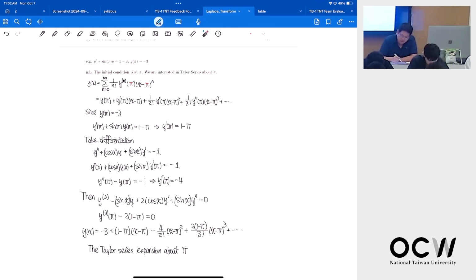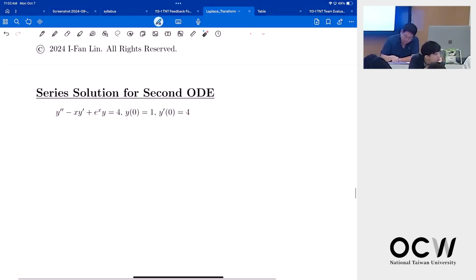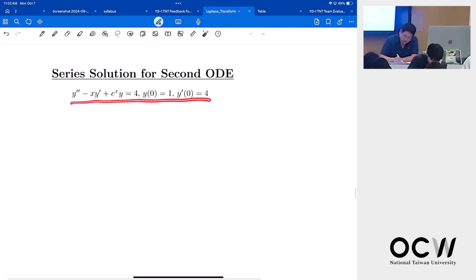So far we just see this example of the first order differential equation. Let's see the second order, using the same idea for the second order differential equation. This is my equation with initial conditions. And the question may be asked that how do I know what kind of Taylor series that I need to expand? It depends on your initial conditions. See, here's a 0. So I need to get the Taylor series about 0. Okay.